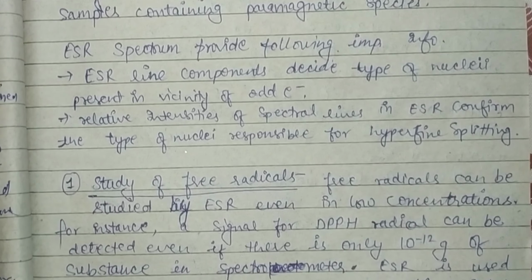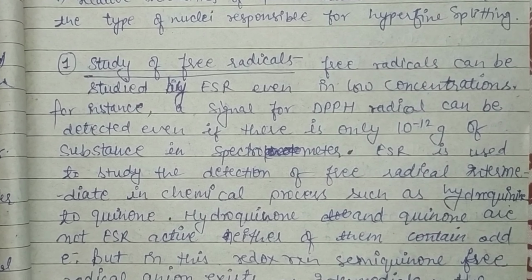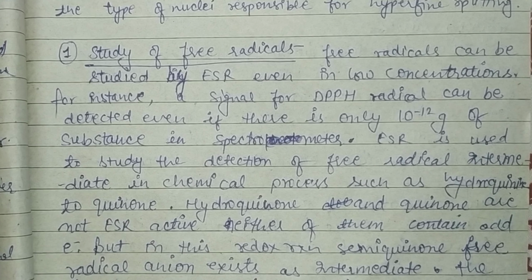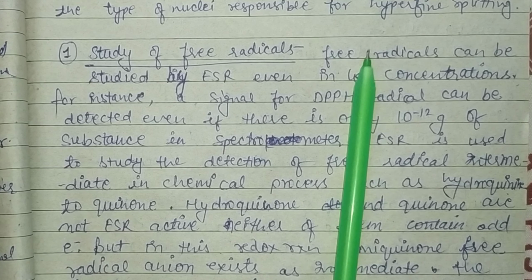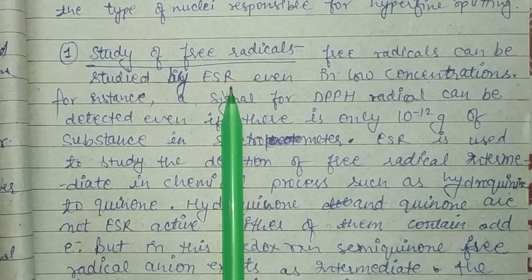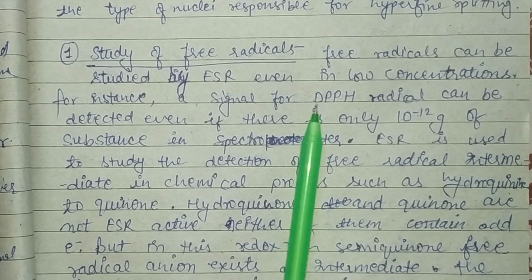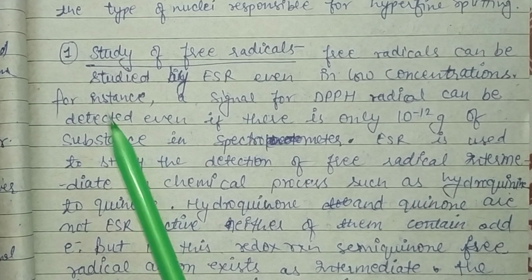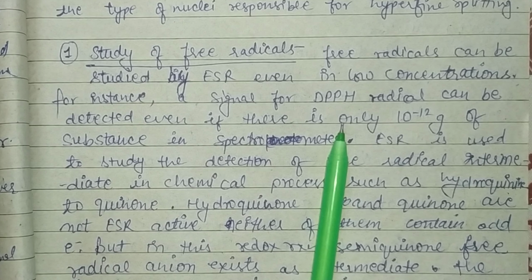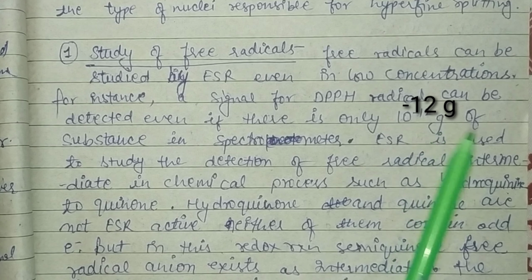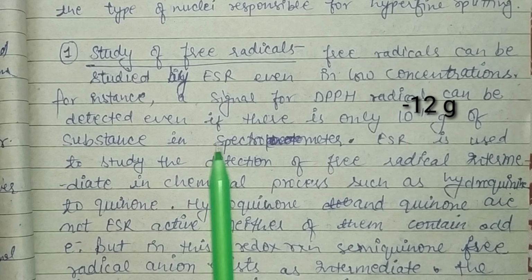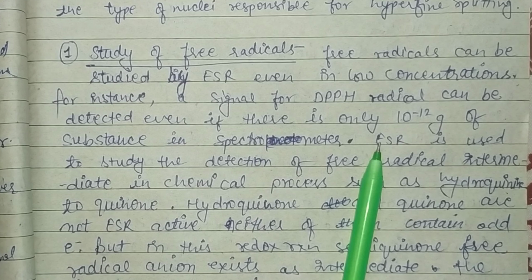So the first main application, which has also come in previous year CCS University exams, that is the study of free radicals using ESR spectrum. So let's start. Free radicals can be studied by ESR even in low concentration. For instance, a signal for DPPH radical can be detected even if there is only 10 to the power minus 2 g of substance in the spectrophotometer.